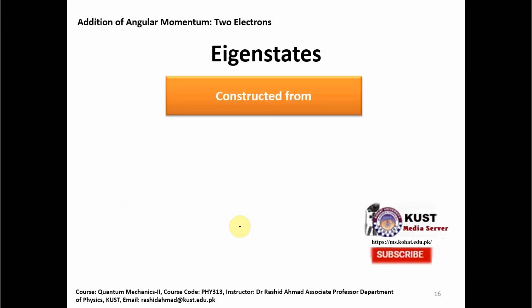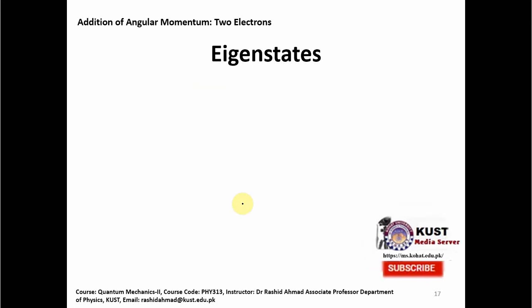And then the eigenstates are constructed from these two basic states. If you want to construct the eigenstates for the coupled and uncoupled representation, remember that in both cases the eigenstates are constructed from these very simple and basic states. For example, the first basic state is L1 M1, and the second is L2 M2. Using these two fundamental states, we can construct the higher representations from them.